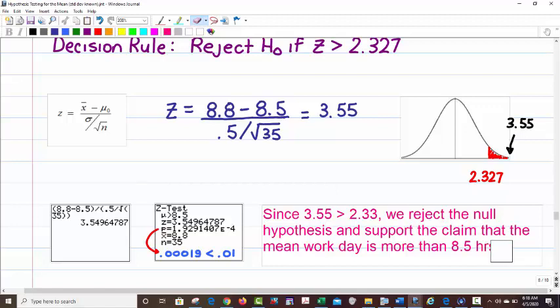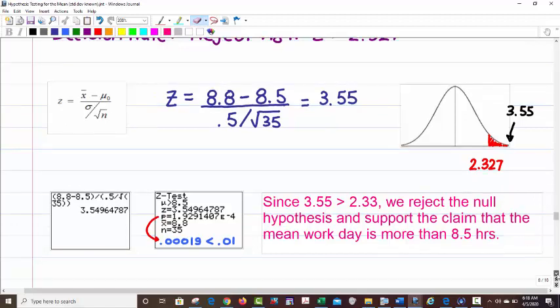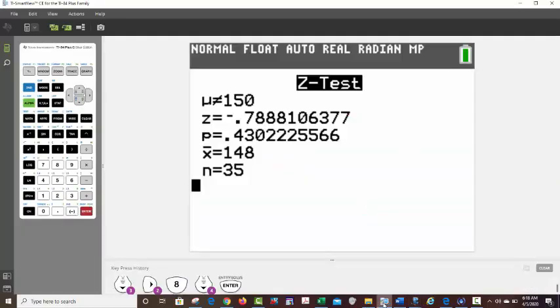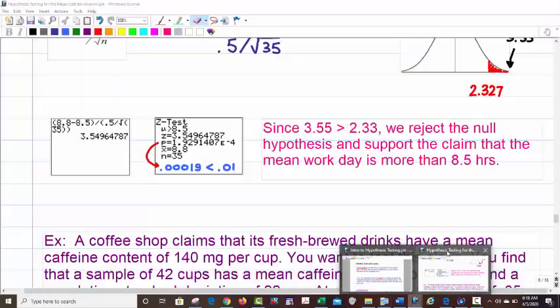And you see here it is. You can see that I chose where it says mu greater than 8.5. That shows you that I chose the correct alternative hypothesis there, not the not-equal one from earlier.